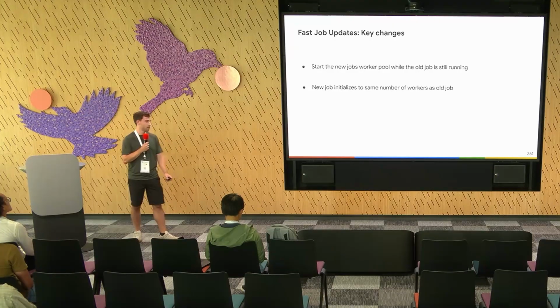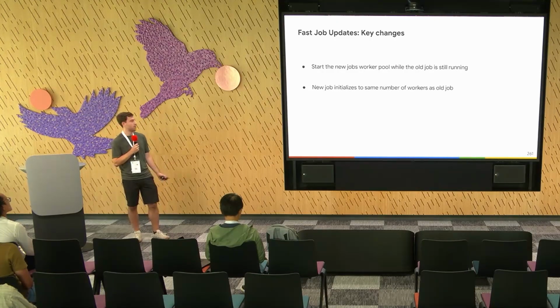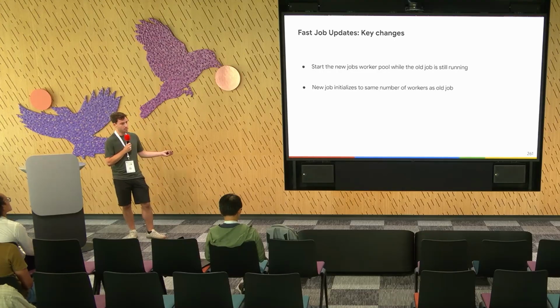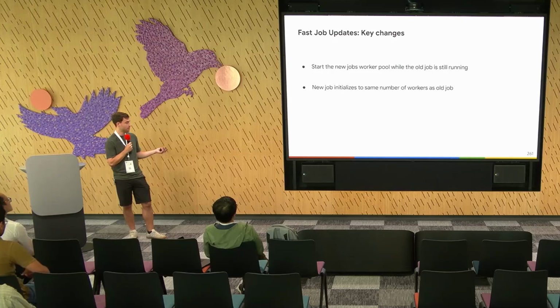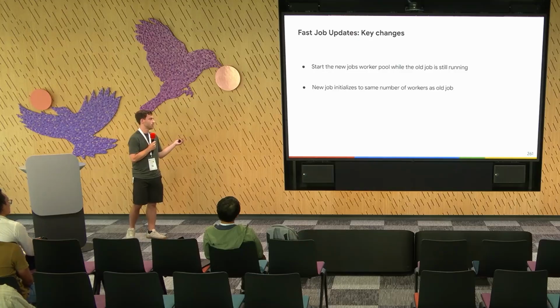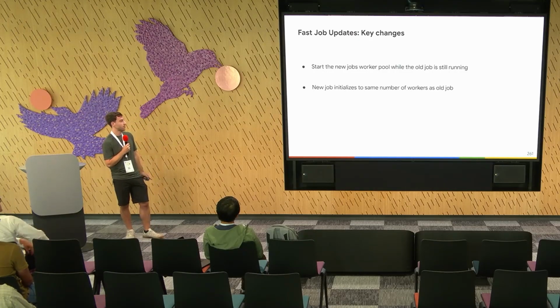So in this feature, the key changes are starting parallel worker pools and initializing to the same number of workers. This was another pain point with the traditional update, where we would just start with the initial number of workers as the old job. So now we can start at the same number of workers the old job was currently running with at the end.